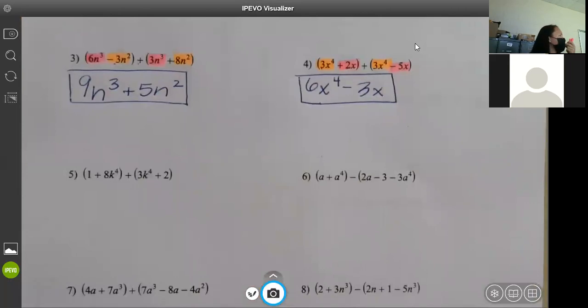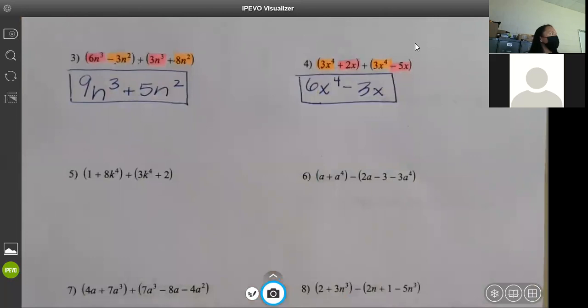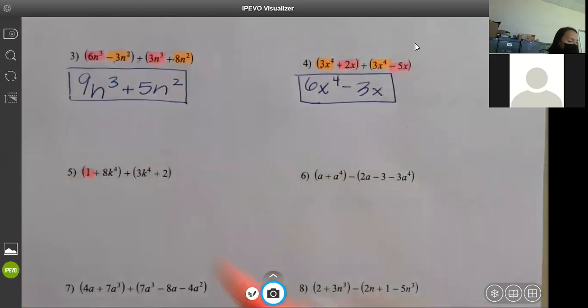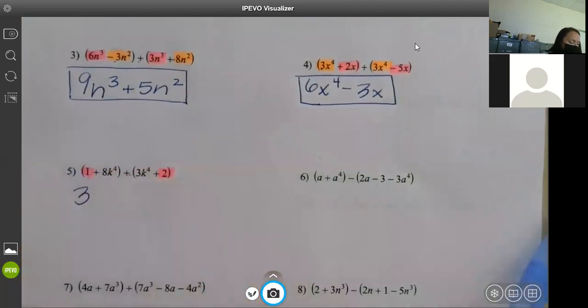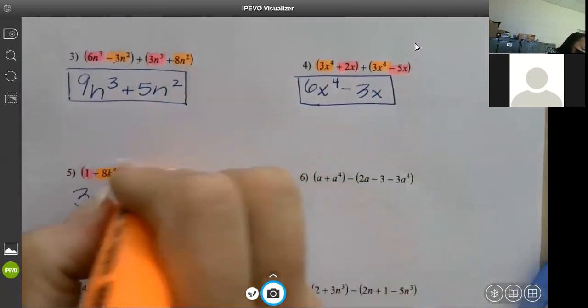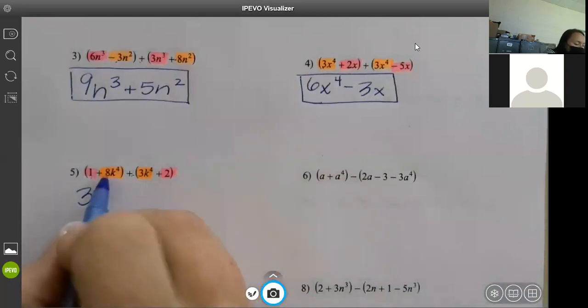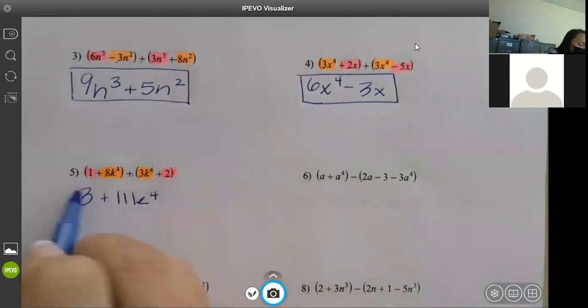And remember, EDIA doesn't care what order you put them in. So if you would have given me -3x plus 6x, it still would have worked in EDIA. On the next one, we have a 1. It doesn't have any variables with it. Neither does the 2, so we just add it up. 1 plus 2 is 3. And then we have 8k to the 4th and 3k to the 4th. 8 plus 3 is 11k to the 4th.